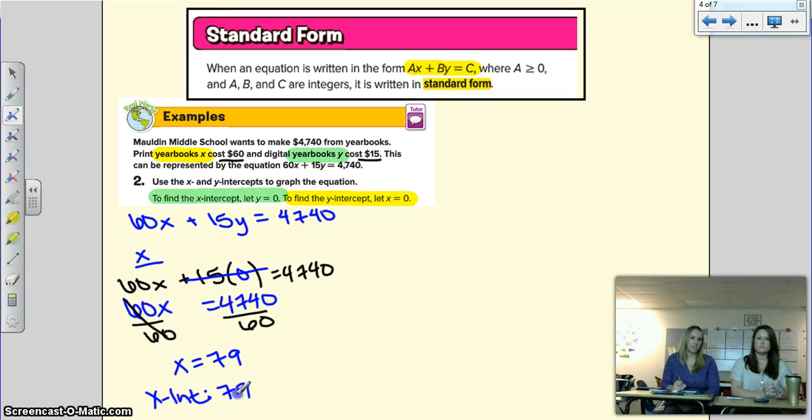Be sure to always identify that it is the x-intercept, because if you just write x is 79, that's something different. Totally different. We need to know that that's the x-intercept, so write x-intercept.